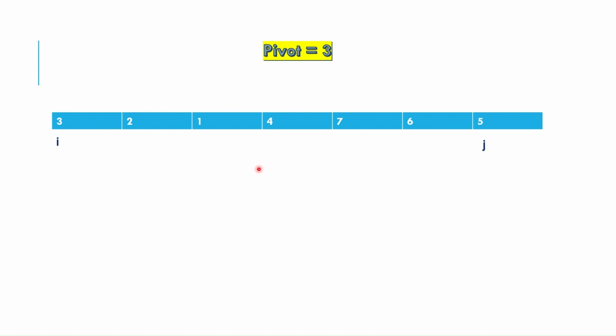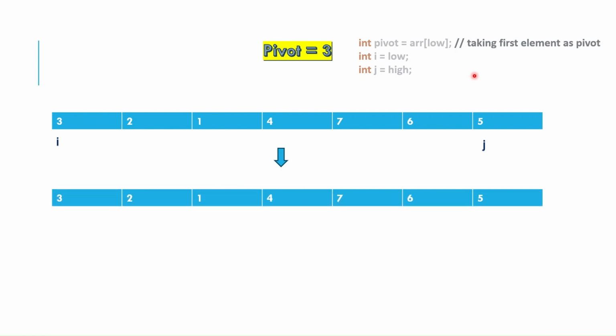Okay. So I will also write the pseudocode parallelly. I have initialized pivot with the lower index, which is the lowest one, and I have taken i as the lowest one and j as the highest one. So I have initialized this: pivot as array of low, i equals low and j equals high. Okay, fine. So let's start the algorithm.